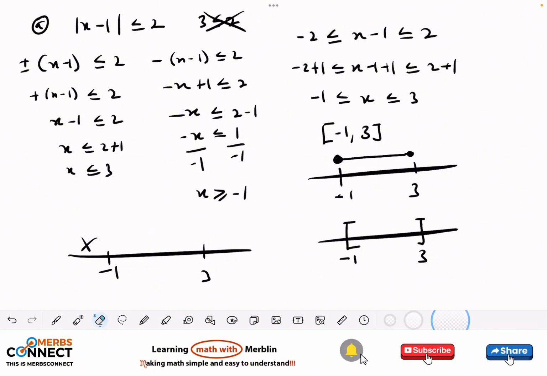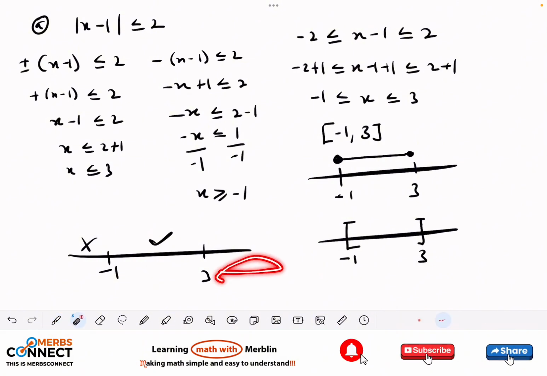Good. Then, now we go with the one in the middle here. So we can pick anything here. We can pick 0, we can pick 1, we can pick 2. Right? So let's pick 1. If I plug in 1 here, I'll get 1 minus 1, which is 0. Absolute of 0 is 0. Is 0 less than or equal to 2? Yes. I can pick like 0 too in the middle here. When I put 0 here, 0 minus 1 is negative 1. Absolute of negative 1 is 1. Is 1 less than 2? Yes. So any value that you pick from there will satisfy the inequality.